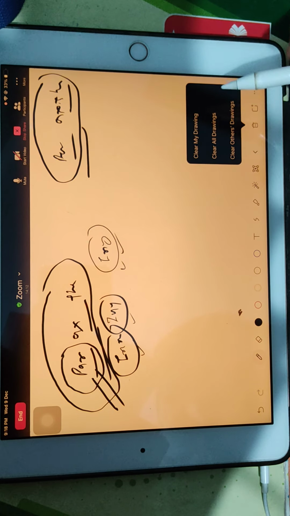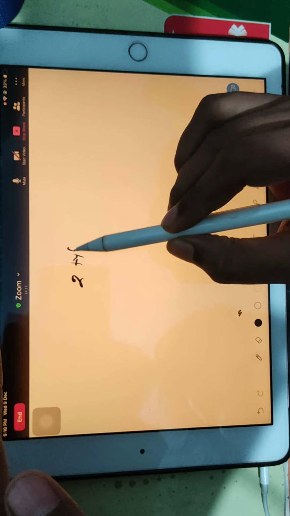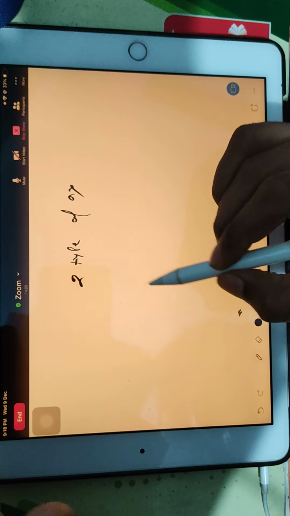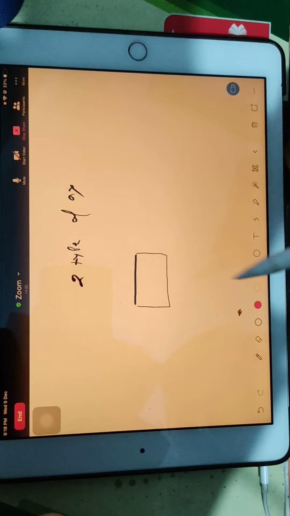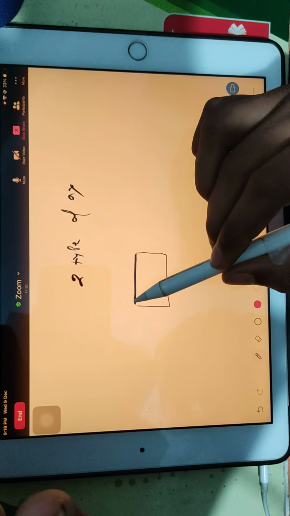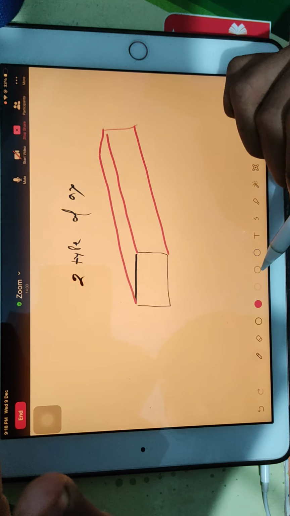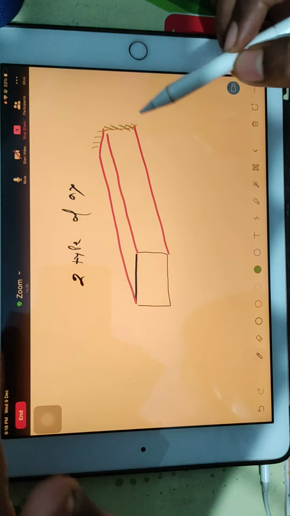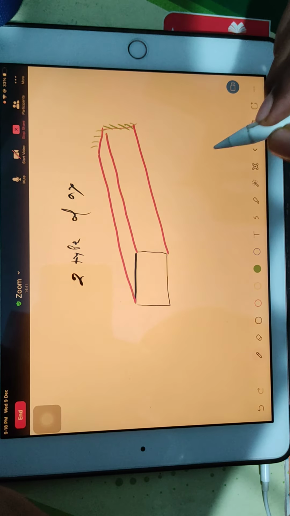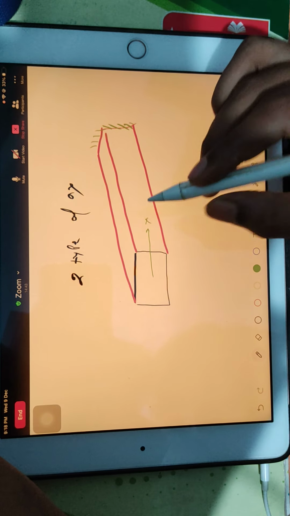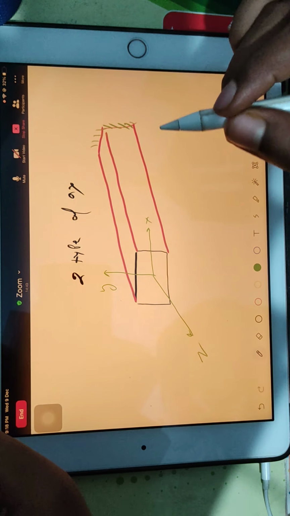So before going to this, you should understand that we have two types of axis. Suppose you have any rectangular cross section and you have a beam like this, and it is going here and it is ending with some wall. So it is fixed in a wall. Now imagine this direction is x-axis, this direction as y-axis, and this direction as z-axis.